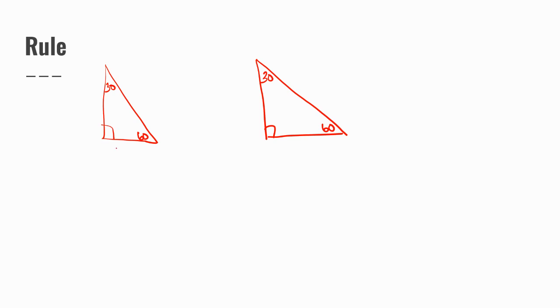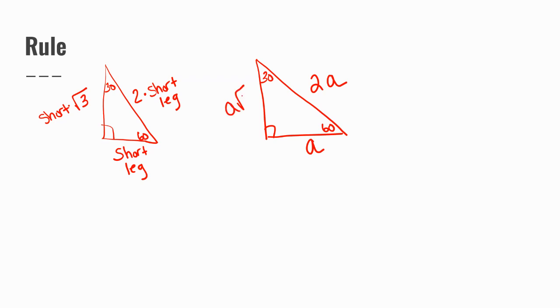Alrighty, so we have the short leg. Our hypotenuse is 2 times your short leg. And then your longer leg is going to be your short leg times the square root of 3. You don't really need to have the dot there. Or if your shorter leg is A, your hypotenuse is 2 times A, and then your longer leg is A square roots of 3. Whichever way you need to think of it is fine.